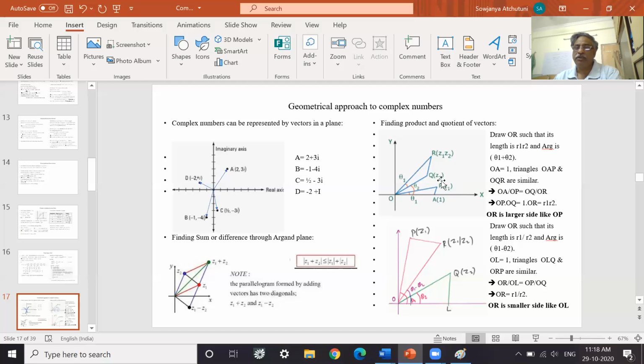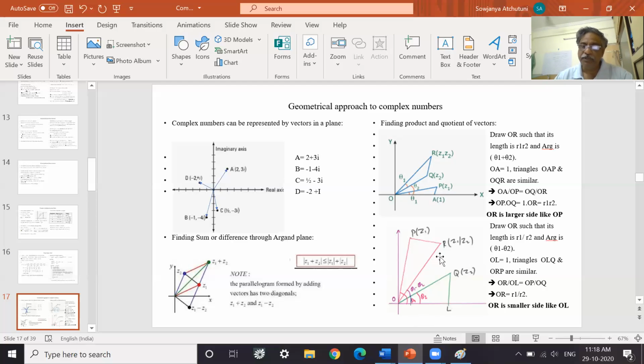R1 R2 is OR. So when this is theta 2, and I have to make a similar triangle, this is theta 1, because OP is at theta 1 with OA. So with OQ, I put a theta 1 with OQ. So OR is coming. Total OR is at theta 1 plus theta 2 with a modulus of R1 R2, that is Z1 Z2. So these are multiplied.